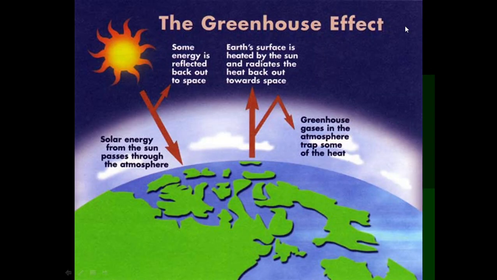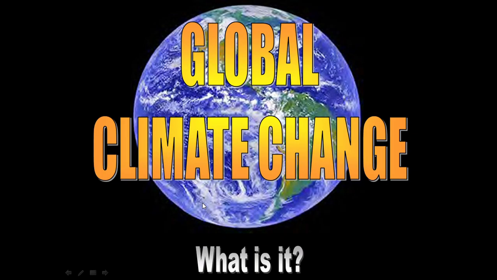Now, the greenhouse effect. First, the greenhouse gases in the atmosphere trap some of the heat. Then the Earth's surface is heated by the sun and radiates the heat back towards space. So in the atmosphere they trap some heat, and some energy is reflected back to space. Solar energy from the sun passes through the atmosphere and reaches the Earth. This is the greenhouse effect.